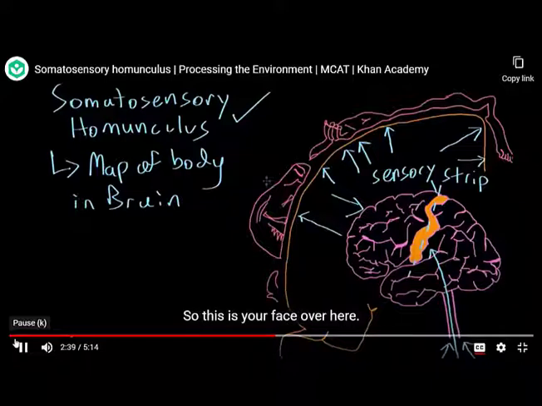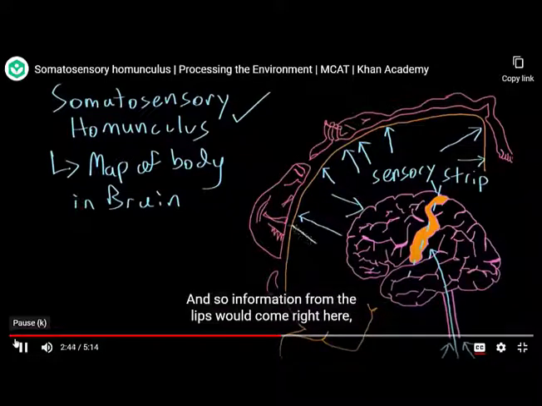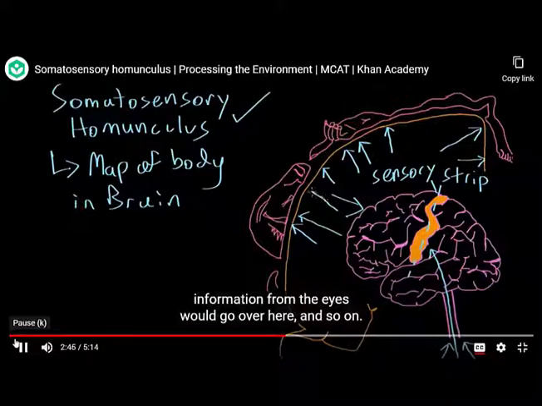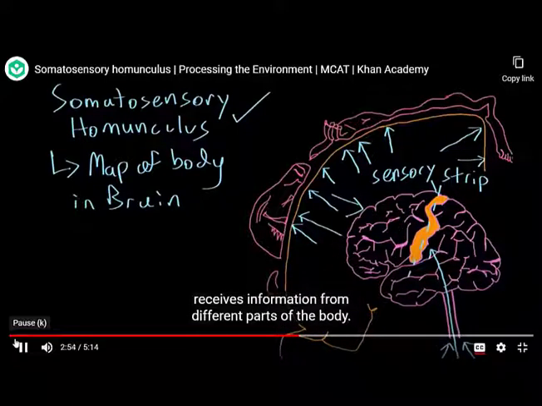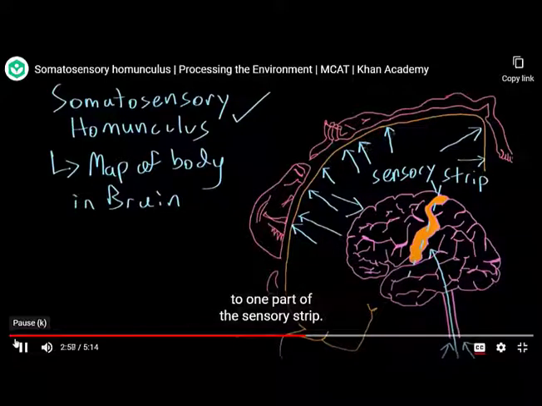So this is your face over here. So this would be the face. And so information from the lips would come right here. Information from the eyes would go over here, and so on. So basically, the sensory strip always receives information from different parts of the body, and that information will always go to one part of the sensory strip.